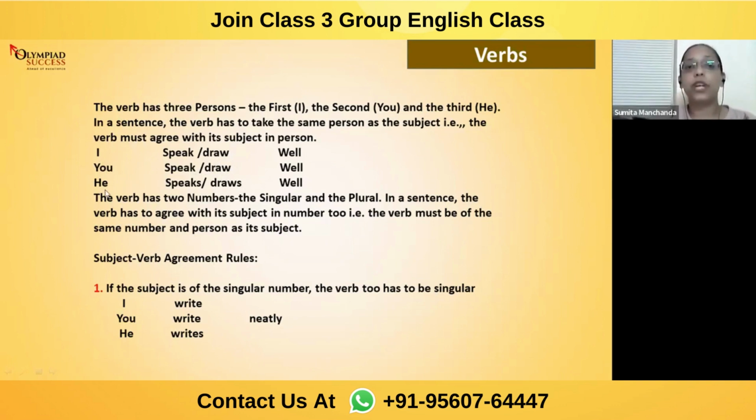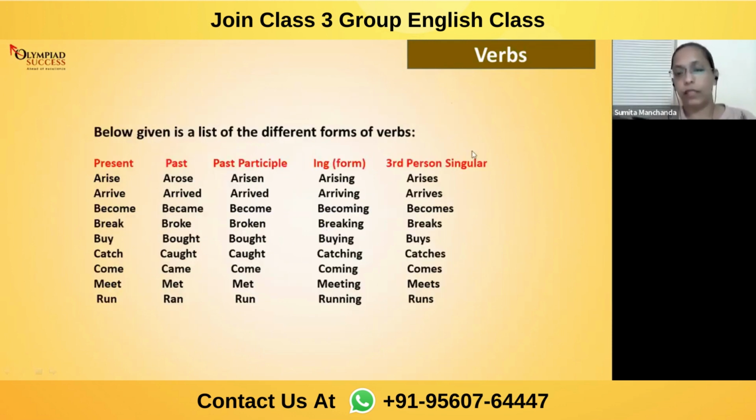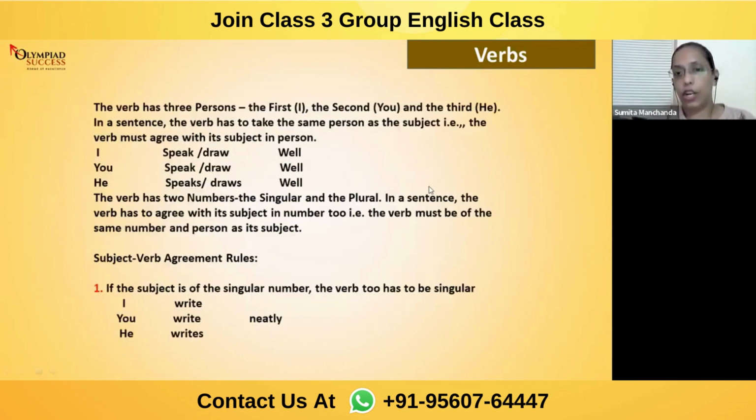But when my subject is third person, that is he, my verb will come up with S at the end of the verb. That is speaks, draws. So as I was telling you all over here in this slide, third person, you can see third person, all S, S, S, S. So in this case, this is an example of that. He is used as a third person. So when I'm adding S to the verb, speak becomes speaks, draw becomes draws.